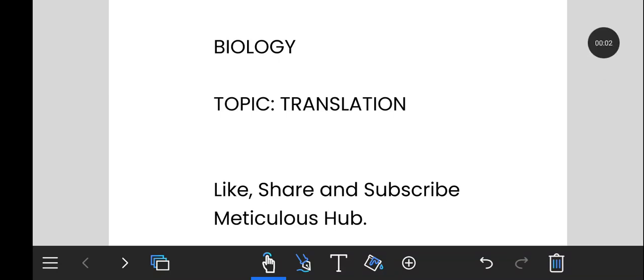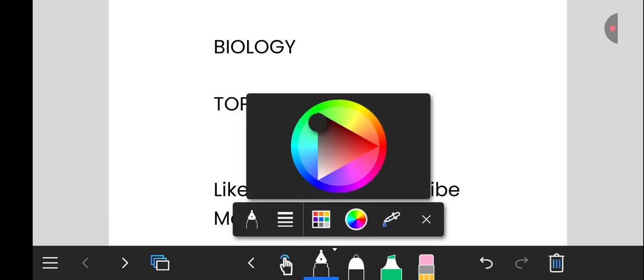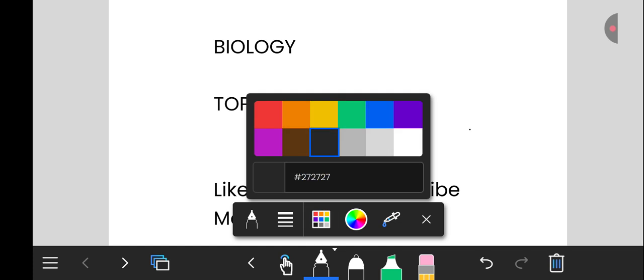In this session, we are going to look at biology, and the topic we'll dive into is translation. But before we look at this topic, let's try to understand the grammatical interpretation of the word translation. To translate is just to change maybe the language into another language without altering the meaning. That is the meaning of translation.